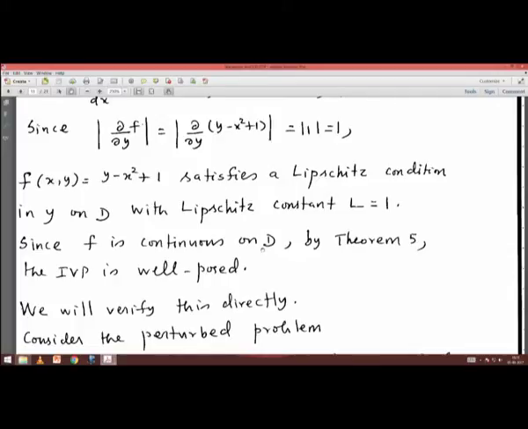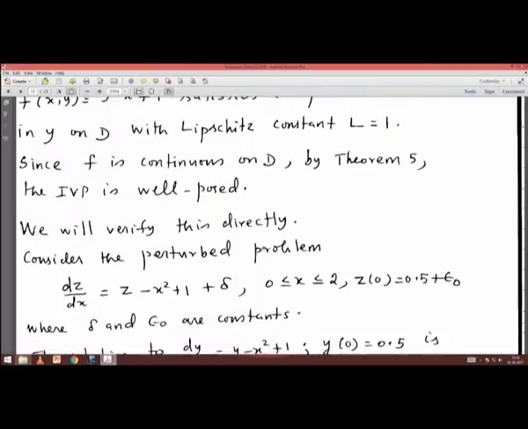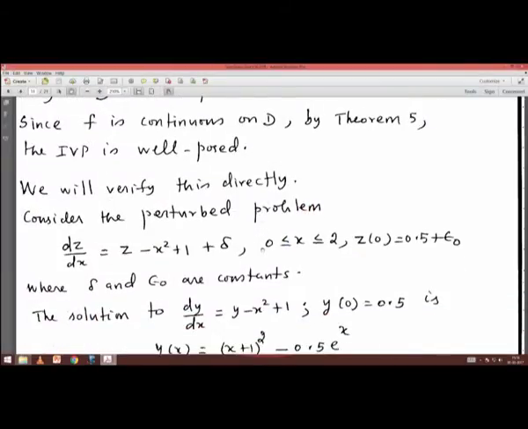Why? Because we have been able to find capital L, which is 1, which is valid for all x, y in that set D, and therefore f of x comma y satisfies a Lipschitz condition in the second variable y on the set D with Lipschitz constant L is equal to 1. In addition, the function f is a continuous function on D, and therefore, by the theorem that we have considered, the initial value problem is well posed, right.